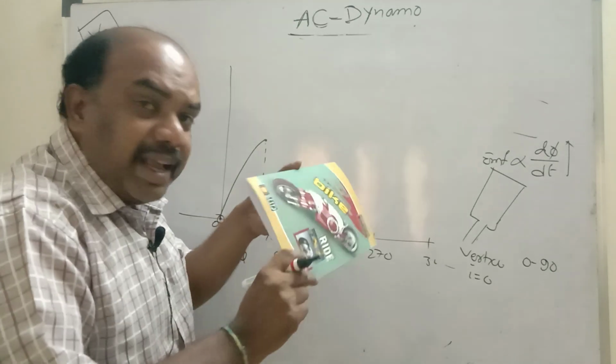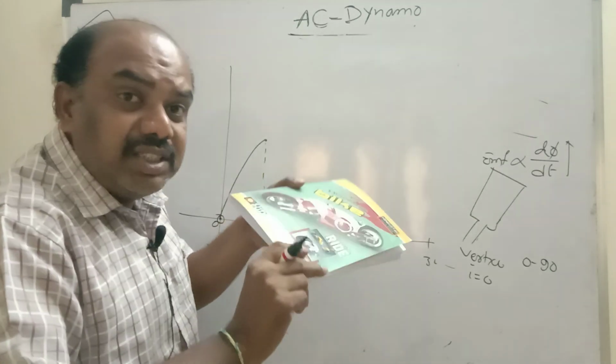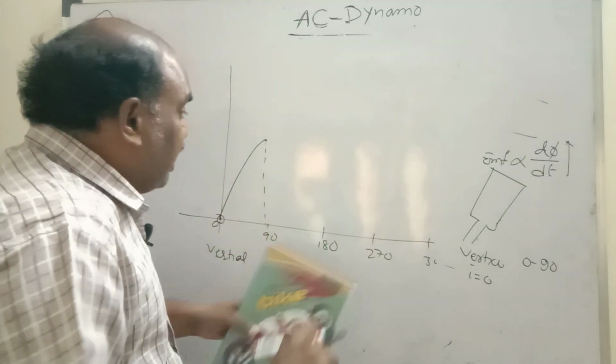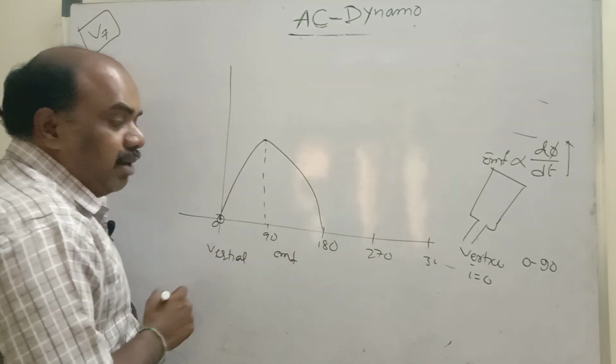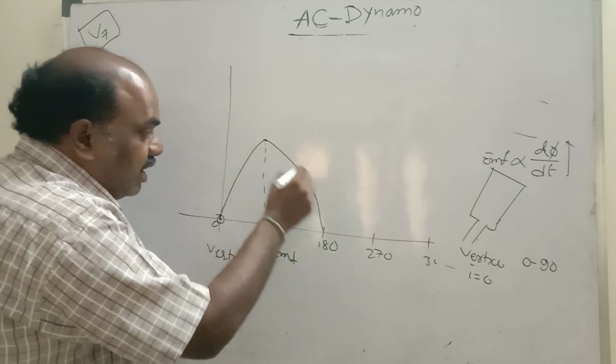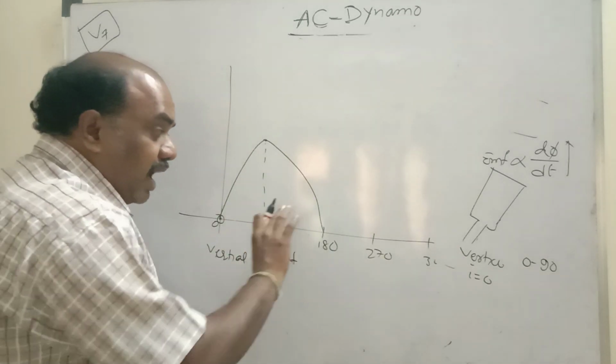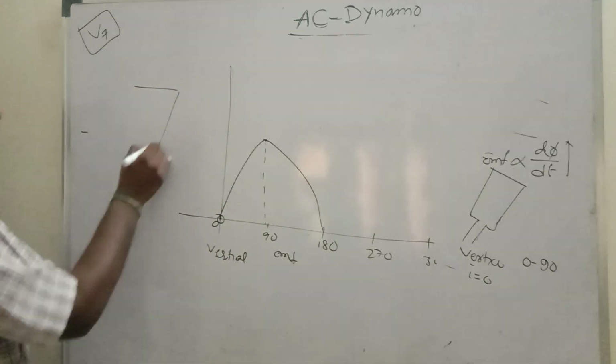Then at 90 to 180 again minimum. Why? Because there is no change in magnetic flux. The rate of change in magnetic flux is 0, so it is minimum. That means it is in contact with S1. Again, what will happen? See this diagram.